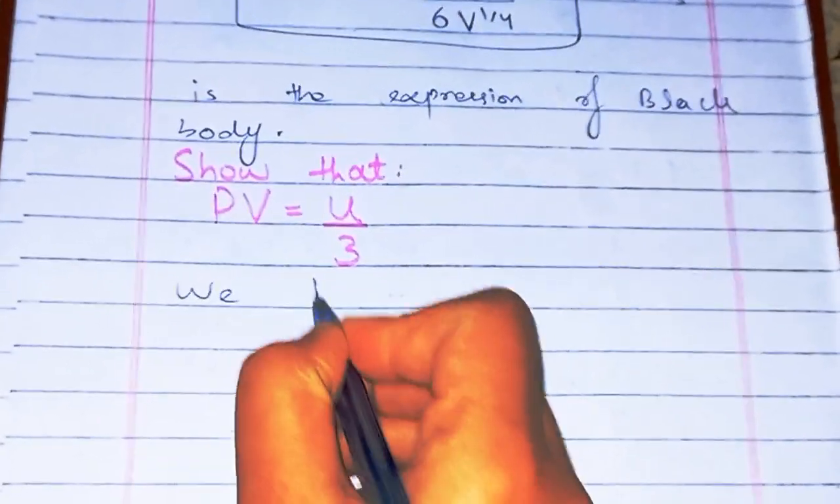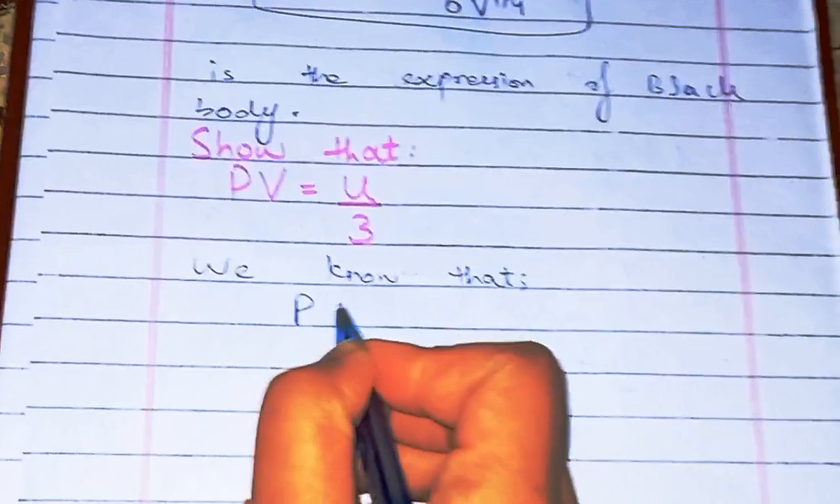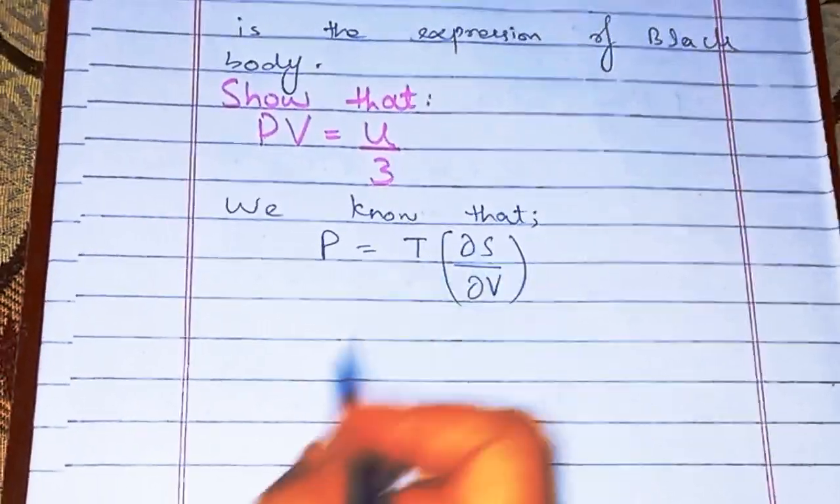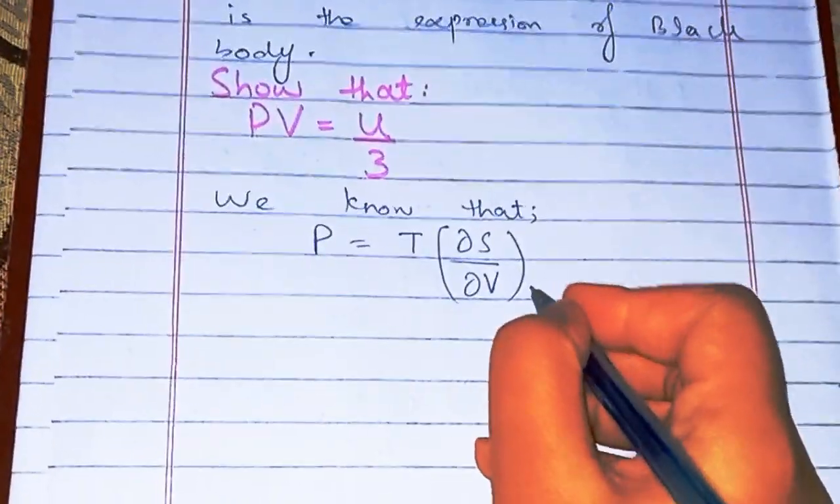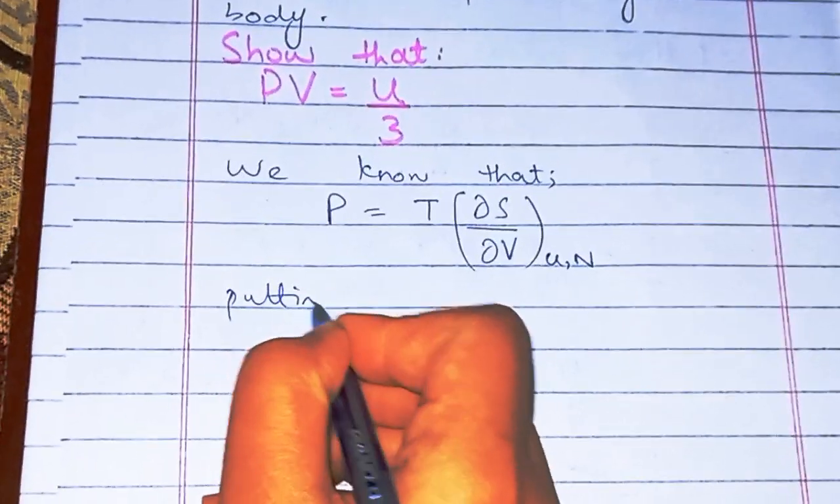We know that P equals T partial S by partial V. So it's actually an expression that relates pressure and entropy. And here we have U and N constant. So putting values, simply.